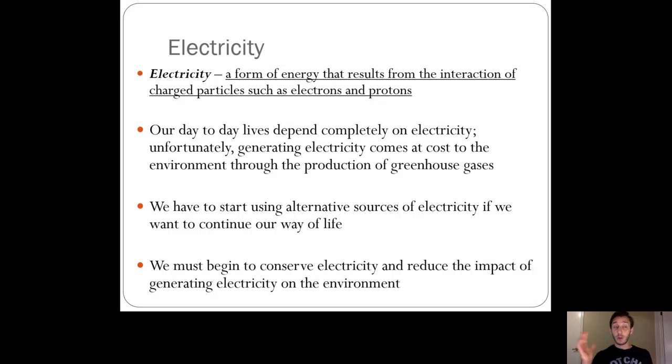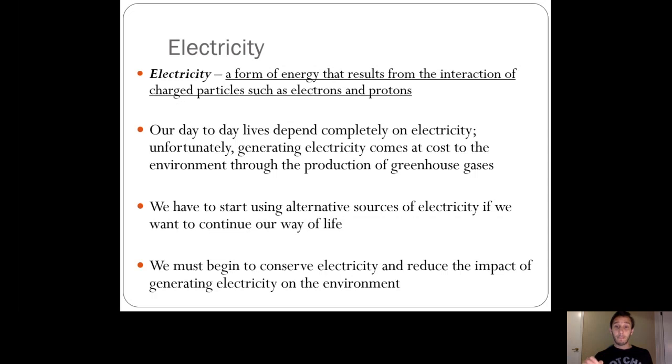Electricity, we all know what it is because we use it all, but what's our definition of it? Okay, it's a form of energy that results from the interaction of charged particles like electrons and protons. Okay, now we depend on electricity. There is nothing that we can get done without electricity.